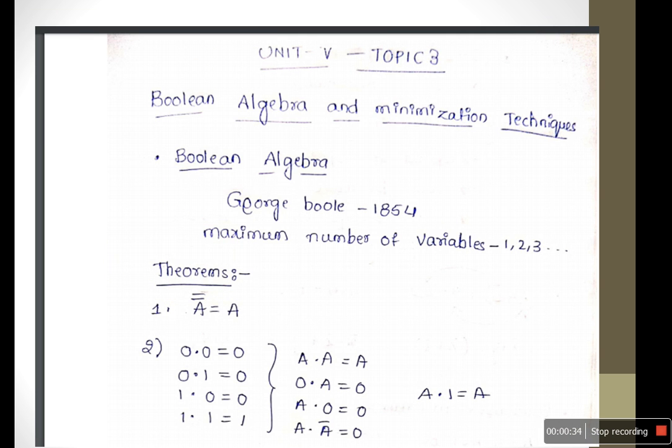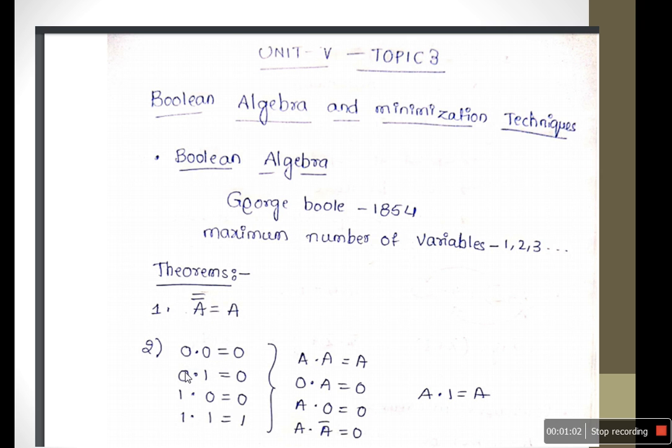Boolean algebra and minimization techniques. Boolean algebra was given by George Boole in 1854. Here the maximum number of variables can be 1, 2, 3, 4 and so on. Before the actual topic, first we have to learn some theorems in order to reduce the expression by using Boolean algebra. The first one is a double bar equal to a, and 0.0.